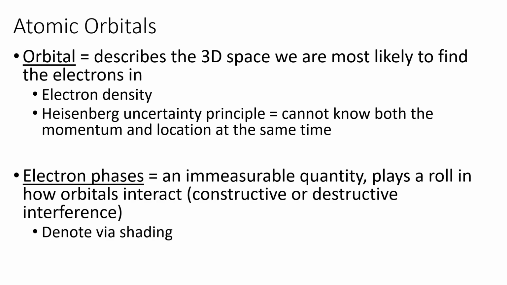For each one of our orbitals, we do have some electron phases that we'll be looking at throughout our different theories. An electron phase is an immeasurable quantity, but it's going to play a role in how the orbitals are going to interact with each other, constructively or destructively. We're going to denote our electron phases on paper via shading, where one phase will be shaded and the other phase will not be shaded. We're not going to get very specific in our shading, other than we are going to see that we have some different electron phases as we look at the specific orbitals in our diagrams for both valence bond theory and for our molecular orbital theory.